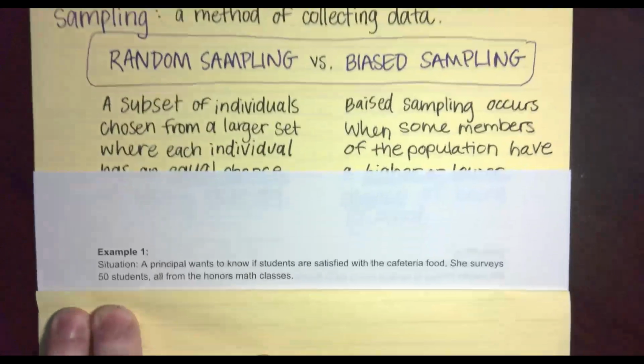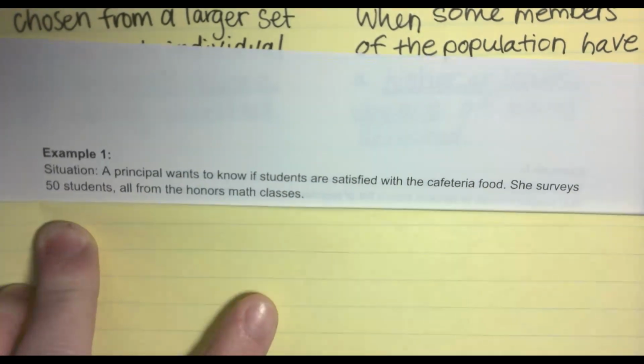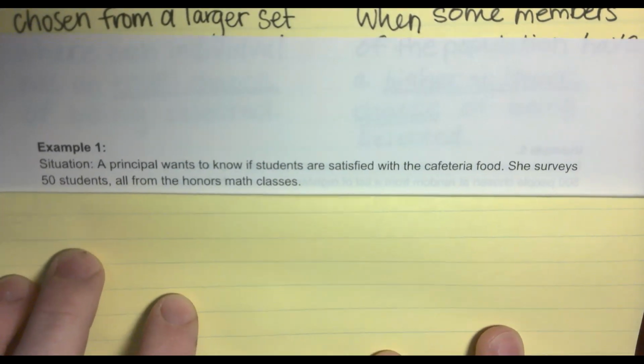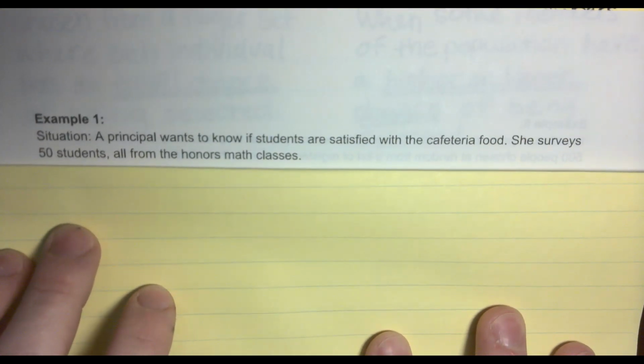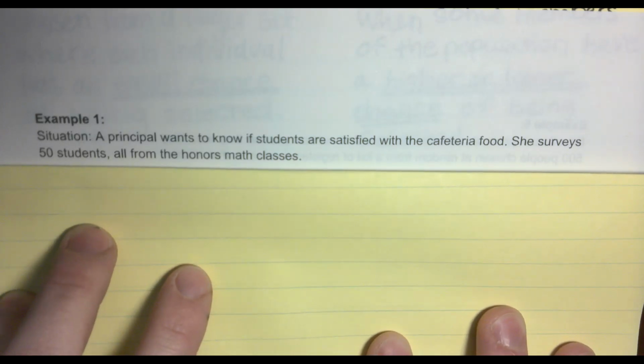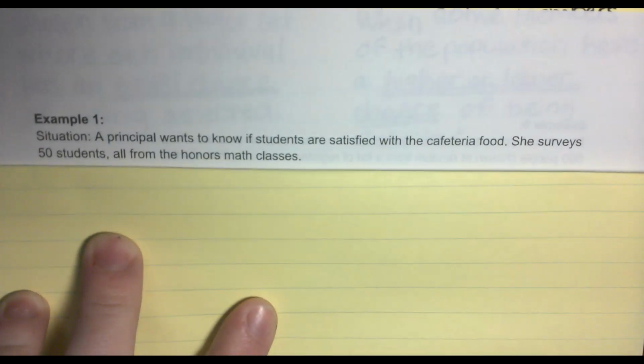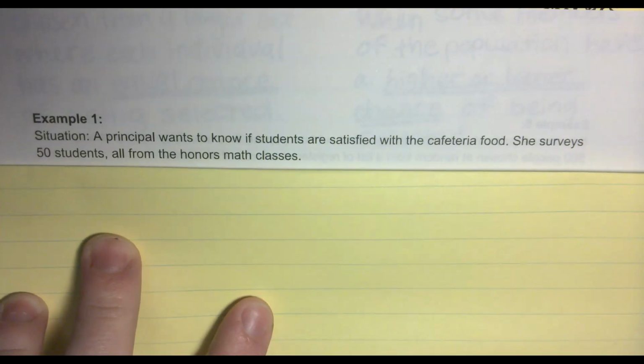Let me zoom in. Okay, here is the first example. The situation is a principal wants to know if students are satisfied with the cafeteria food. So she decides to survey 50 students, and every one of those students is from an honors math class.